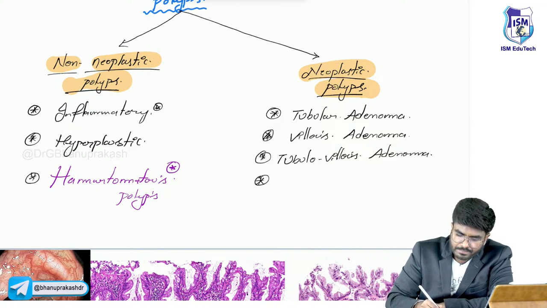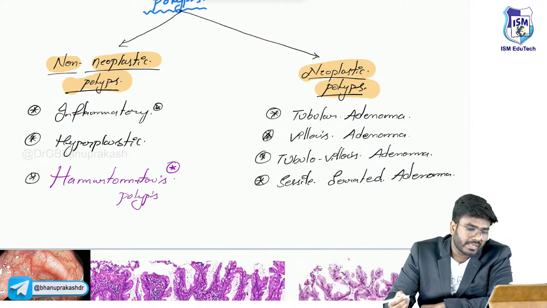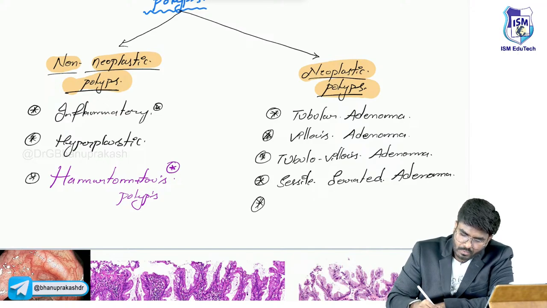Next, sessile serrated adenoma. And last but not the least, it's FAP. Okay, it's FAP, sir. What is FAP? Familial adenomatous polyposis. This is the condition, familial adenomatous polyposis.